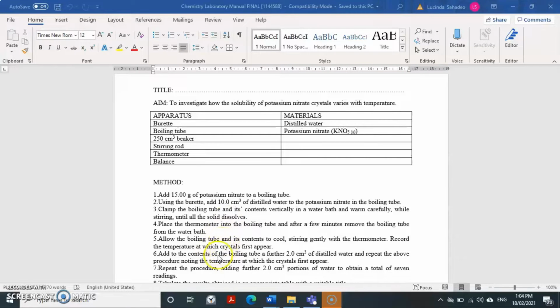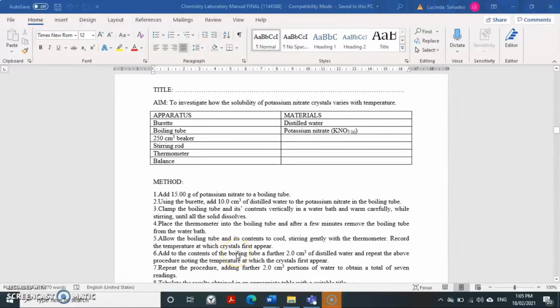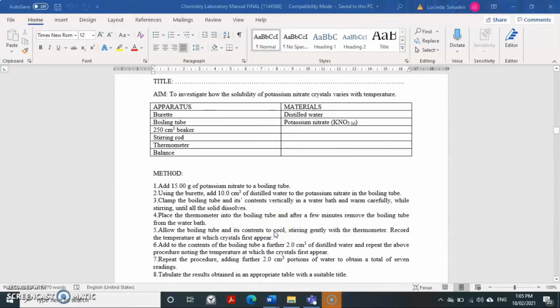Now, once that happens, we're going to add a further 2 cm cube of distilled water and repeat the whole thing. So we're going to do this around 7 times, right? So we should have at least 7 readings, right? And we'll tabulate those readings in an appropriate table. So let's get started with that.